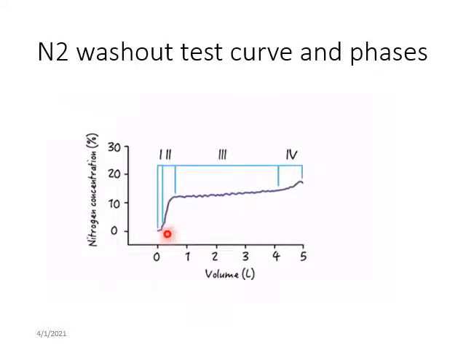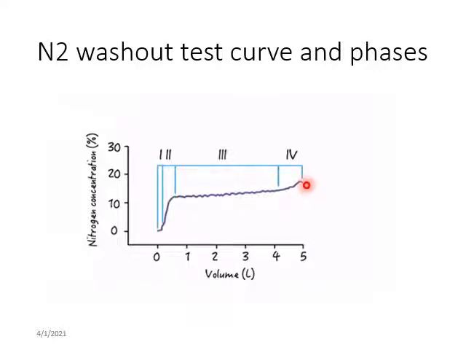Now, after expiring the first portion from the dead space, we start to get air from the central portion of the airways, and this is represented by phase two right here. And then this is purely the nitrogen coming from the alveoli, it's phase three. And after this, you can see there is a little bit of a change in the alveolar concentration of nitrogen. And this is believed to be coming from the apex of the lung rather than the base. It's a bit complicated. I don't want you to go through the details of it. Just have an idea about this curve.